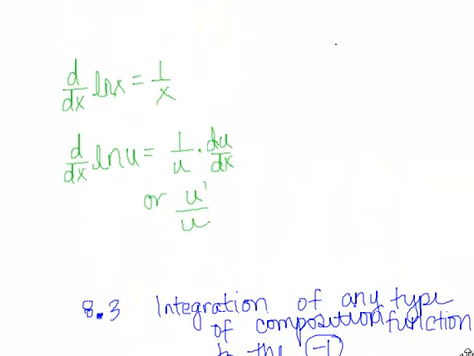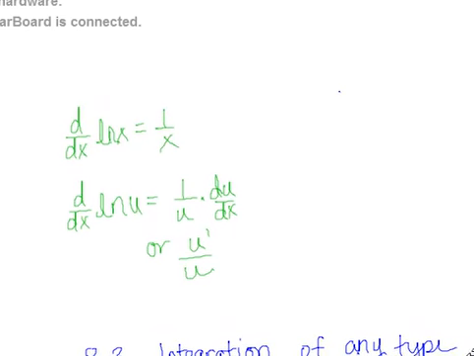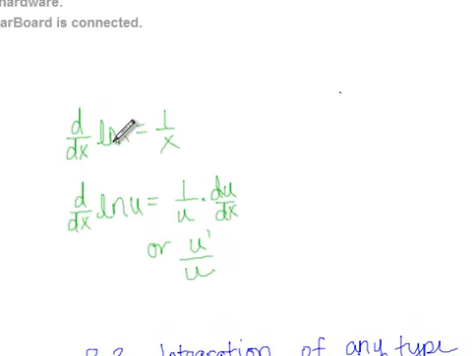Recall that we have a rule that stated that the derivative of the natural log of x is equal to 1 over x. Recall that we also had, if you were trying to differentiate the natural log of some function u with respect to x, you would simply do 1 over u times du dx, where du dx, the derivative of u with respect to x, could be notated like this. This was something we would often use as well.